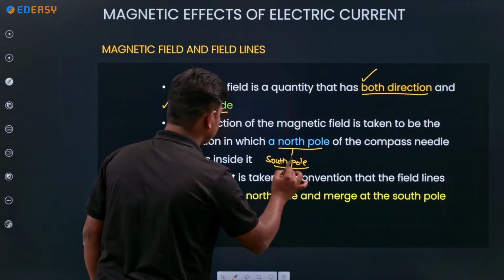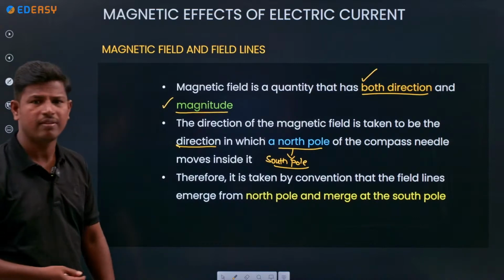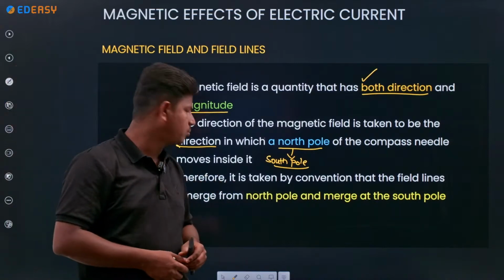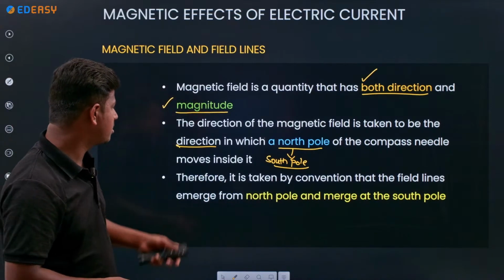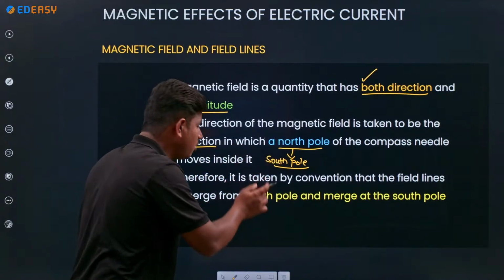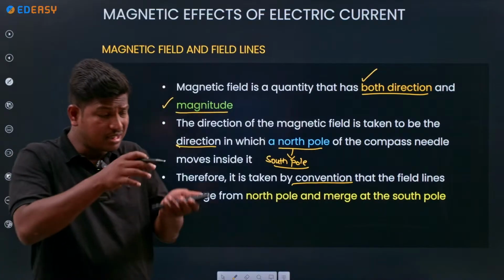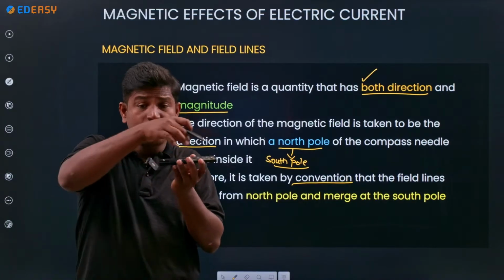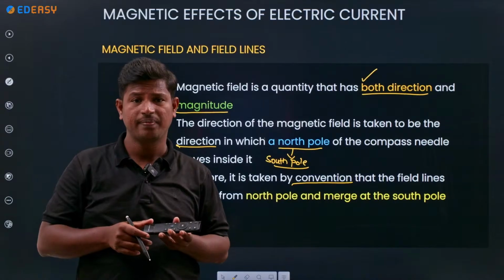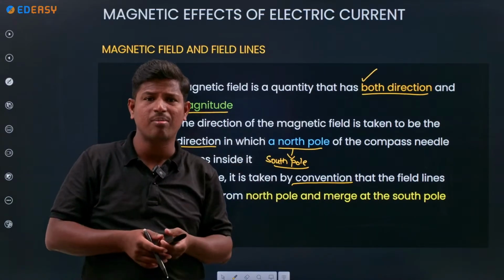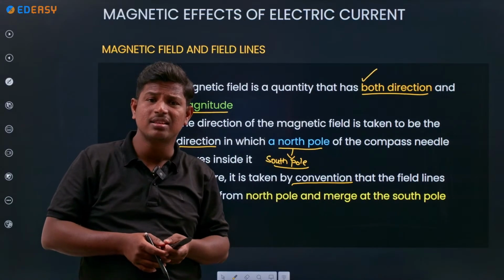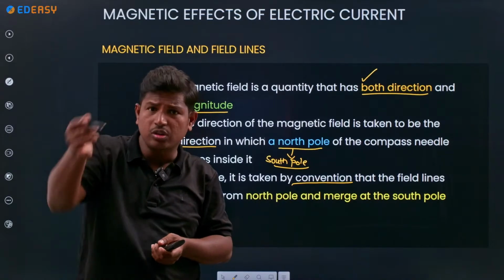North pole to south pole. The direction of the magnet will take it from north pole to south. Okay, next, this north pole to south pole we take as a convention for the magnetic field, because inside the magnet we cannot show the field line exactly, right. If I take iron filings around the bar magnet, how do they arrange? From north pole to south pole they arrange.